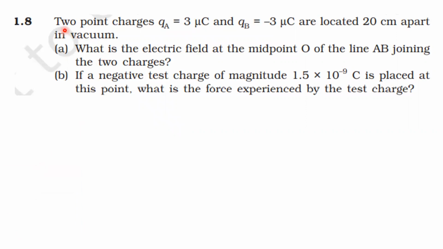Let us see the next problem. Two point charges QA equal to 3 microcoulomb and QB equal to minus 3 microcoulomb are located 20 centimeter apart in vacuum. What is the electric field at the midpoint O of the line joining AB, the two charges? If a negative test charge of magnitude 1.5 into 10 power minus 9 coulomb is placed at this point, what is the force experienced by the test charge?